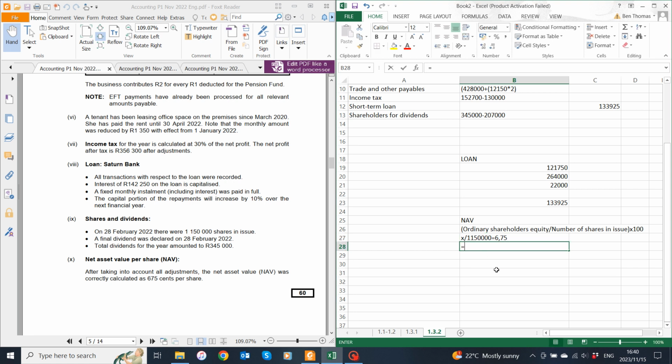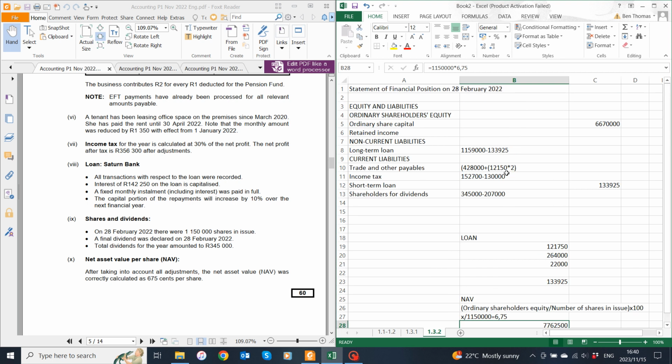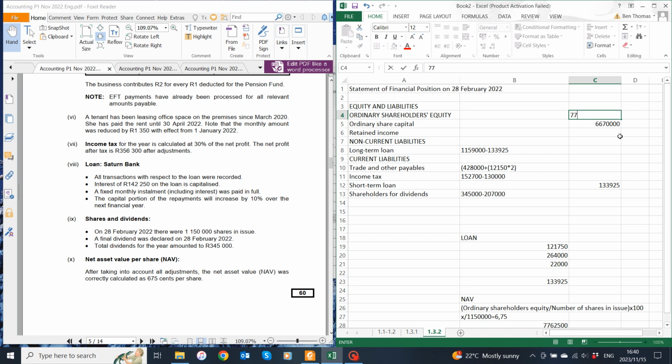So let's see what happens if we do that. 1,150,000 multiplied by 6.75 is 7,762,500. This amount is the value of ordinary shareholders' equity. So over here we can write 77,625,000.